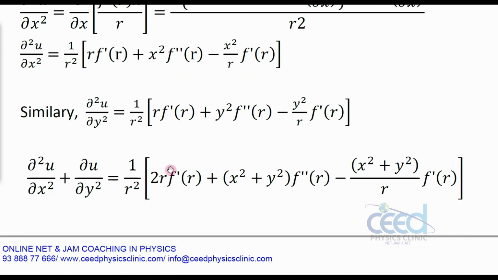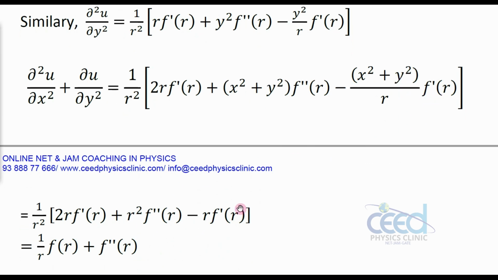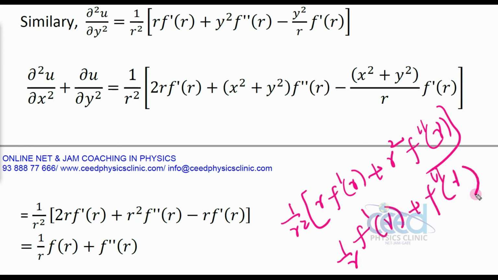Now we know x² + y² is equal to r², so I can substitute it here. So this is r² f''(r), and this is also r², then this is r f'(r). So r f'(r) minus 2r f'(r) gives f'(r). I can write 1/r² into r f'(r) plus r² f''(r). When I expand this, I get (1/r) f'(r) plus f''(r). So this is the result.